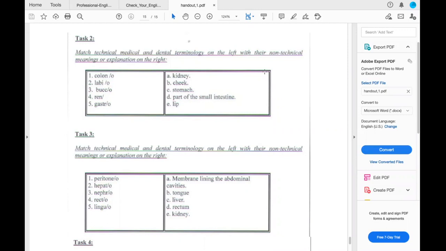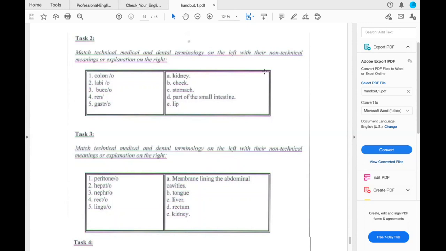Number 3, buccal, refers to number B, cheek. Number 4, ren, refers to number A, kidney. Number 5, gastro, refers to stomach, number C. Task 3, periton, refers to number A, membrane lining the abdominal cavities. Number 2, hepato, refers to liver. Nephro refers to kidney. Rect refers to rectum. Lingo refers to tongue.